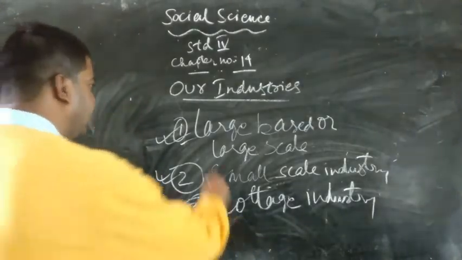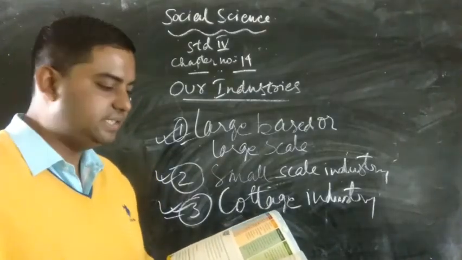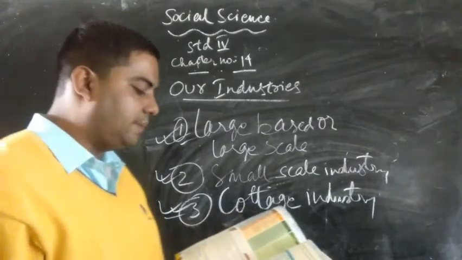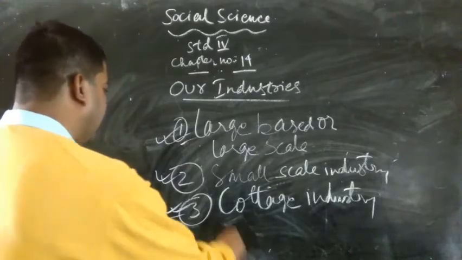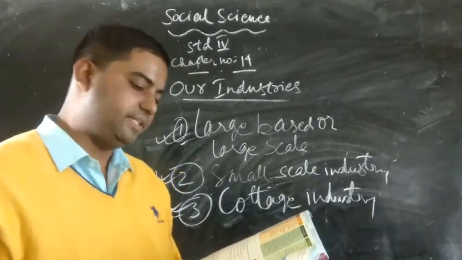Now, the examples of large-scale industry are iron and steel industry, shipbuilding, automobiles, as the table says. When it comes to small-scale industries, the types of industries are furniture industries, handloom industries, clothes, etc. And when we come to cottage industries, it is weaving cloth, handicrafts, etc.